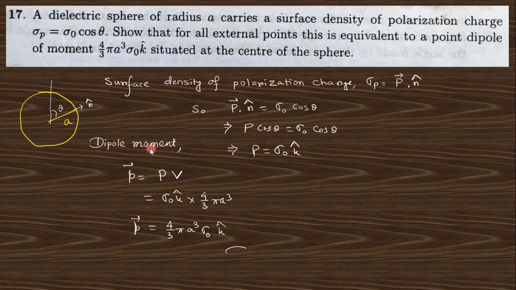After that, the dipole moment is nothing but the polarization times the volume. Polarization is sigma 0 k and the volume is 4 third pi a cubed. So you will finally get this relation. Next question.